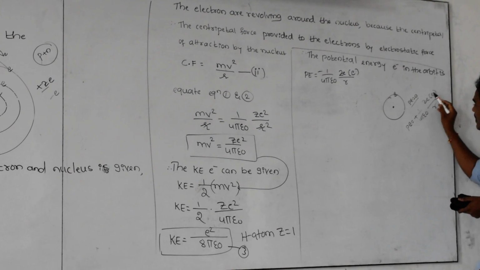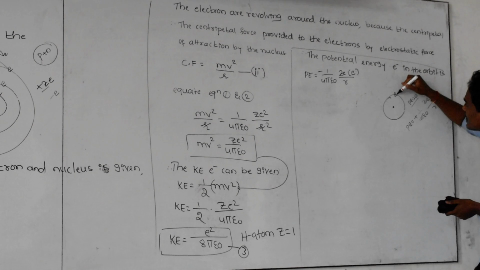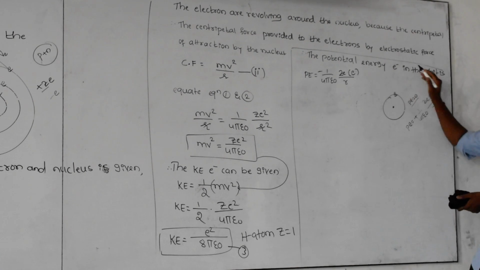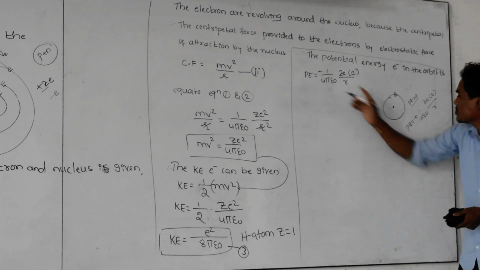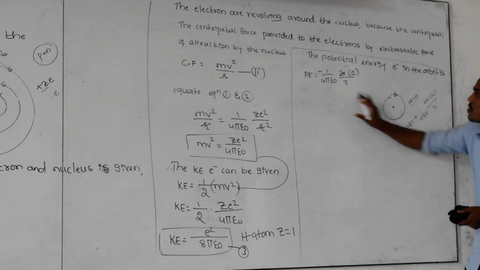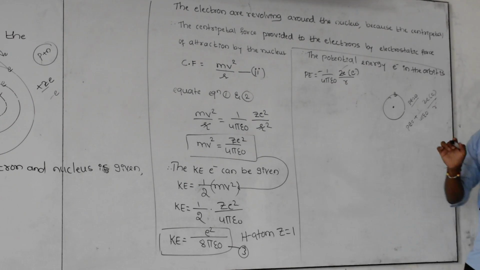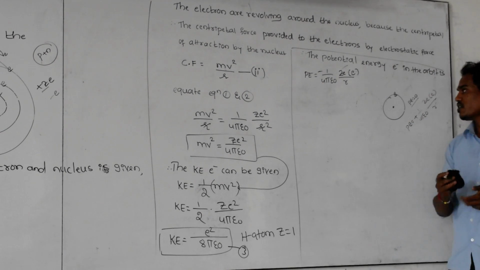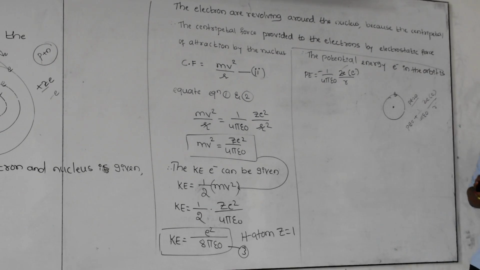If you supply this much potential energy to this electron and its potential energy becomes 0, then this electron is leaving the orbit. This is negative, this is positive. Both are cancelling with each other. Then this potential energy plus this potential energy, you are getting potential energy equal to 0, because one is positive and the other is negative. Whenever potential energy becomes 0, then the electron is leaving the orbit.